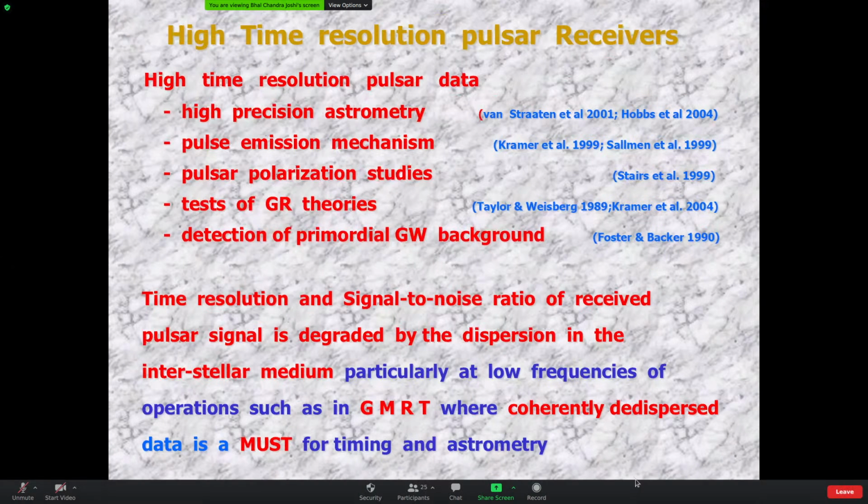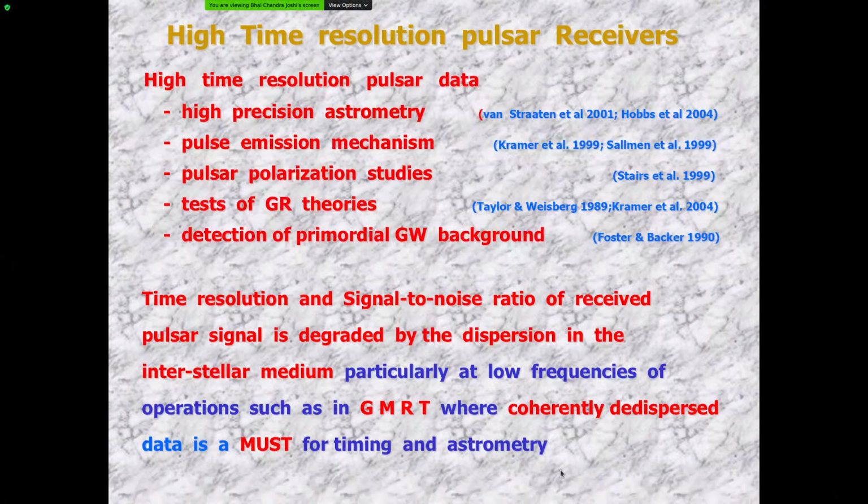Towards the end of the lecture, we will come across an investigation where one is trying to detect gravitational waves, and that requires a time resolution of the order of nanoseconds, not even microseconds. Such high time resolution data, simple filter banks cannot provide. And apart from gravitational wave detection, there are other studies, high precision astrometry, polarization studies, and tests of the general theory of relativity, which require very high time resolution data.